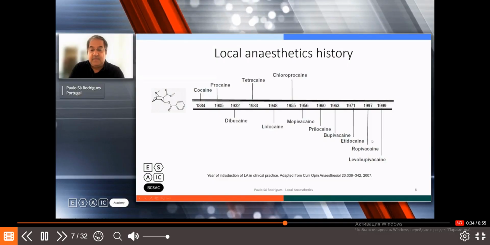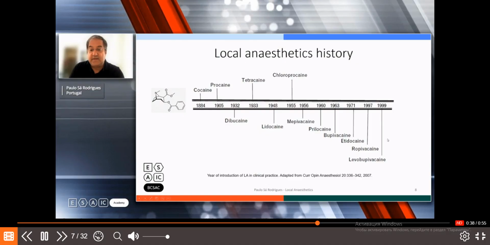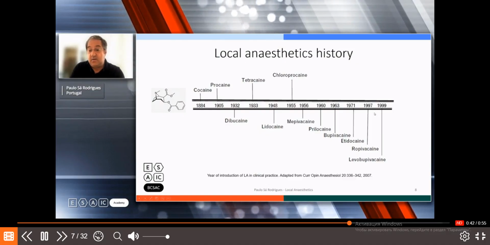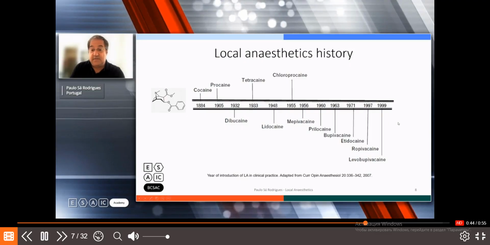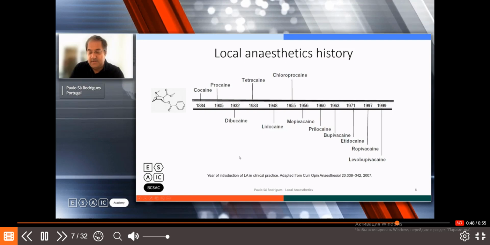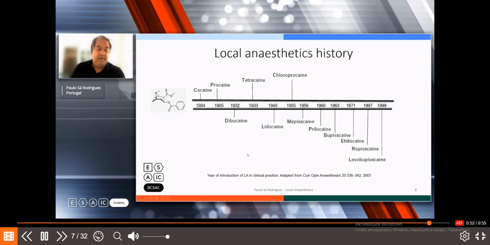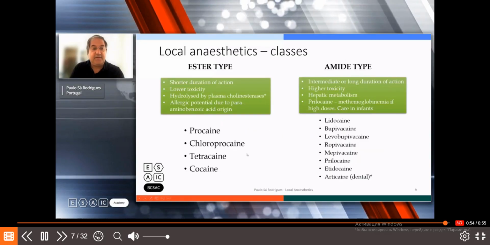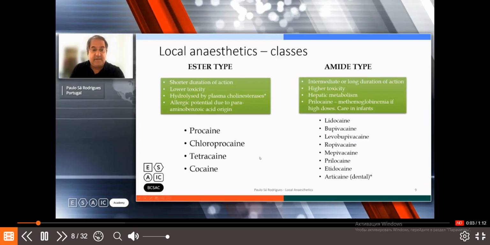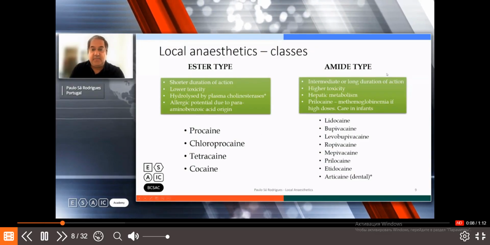The last local anesthetics introduced into clinical practice were ropivacaine and levobupivacaine, and they date already from the last century. So these are quite old drugs in our armamentarium of anesthesia drugs.